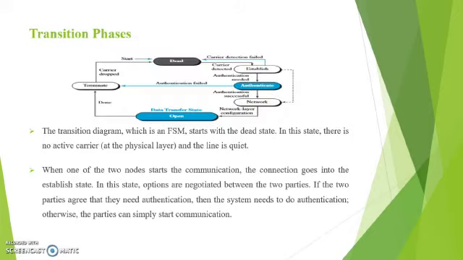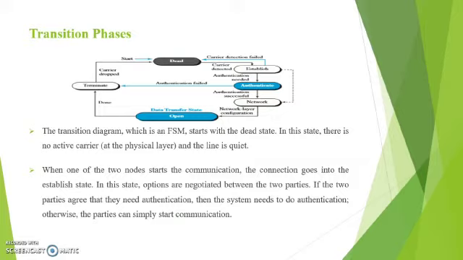This is the transition diagram. The transition starts at the dead state. So in this dead state, the line is kept quiet. No devices will be active. Then when one of the nodes starts the communication, the connection goes to the established state.